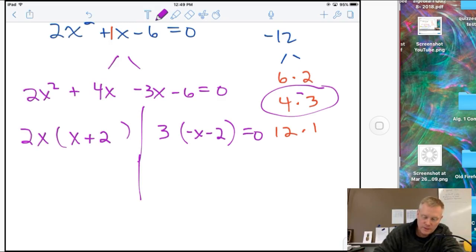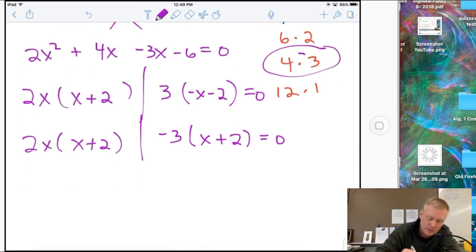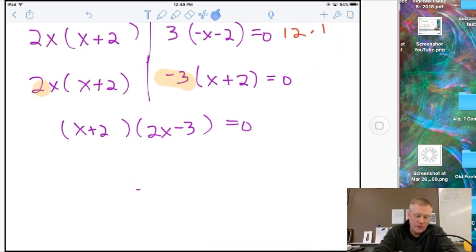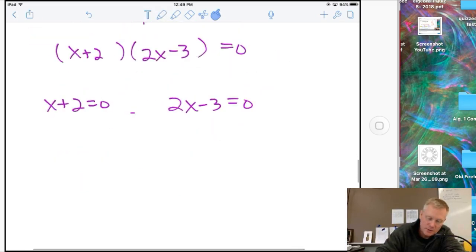Now my parentheses don't match, but if I pull a negative out here in front of that 3, then I can change both the signs in the parentheses. So it goes from being negative x minus 2 to x plus 2. And then this side stays the same. But now my parentheses match, which means now I can write down my two factors, which are going to be x plus 2. The other one will be what's outside of the parentheses, which is going to be the 2x minus 3. So I got two things that multiplied together equal 0 now, which means I take what's in one parenthesis, set it equal to 0, take the other set of parentheses, set it equal to 0, and this will give me my two answers.